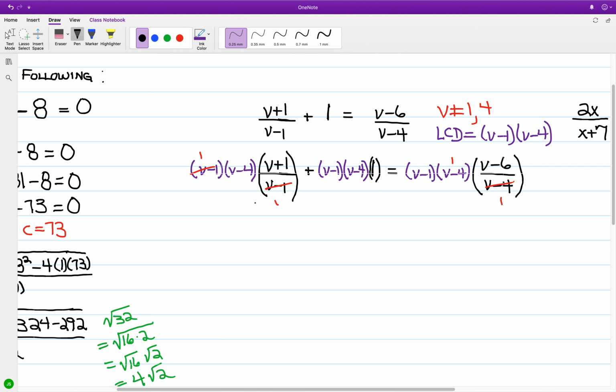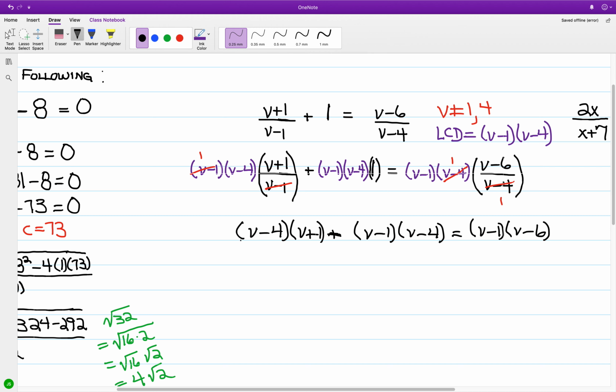And looking at what we have left over, we have v minus 4 quantity times the quantity of v plus 1. And looking at what we have in distributing, we also have v minus 1 times the quantity of v minus 4. And over to the right, again, the v minus 4 is going to cancel out. And we have v minus 1 quantity times the quantity of v minus 6. So we have 3 modes of foiling out.